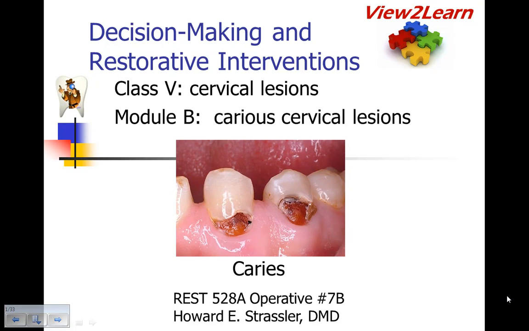This is Dr. Howard Strassler presenting the E-Lecture, Decision-Making in Restorative Interventions, Class V Cervical Lesions, Module B, Carious Cervical Lesions.